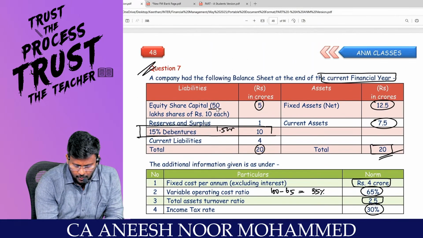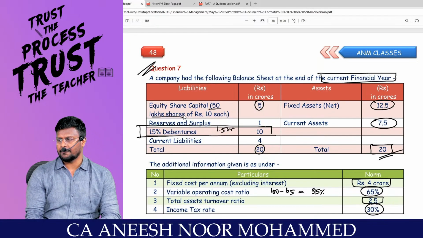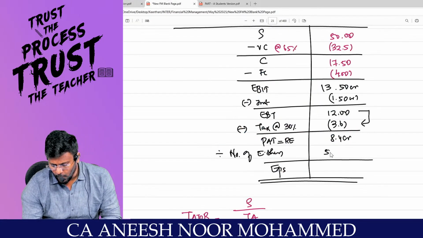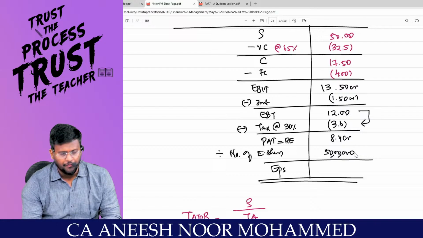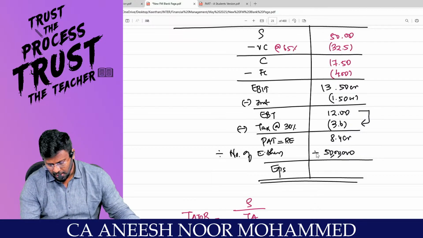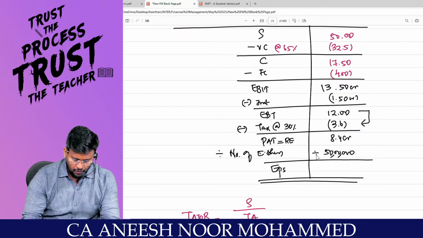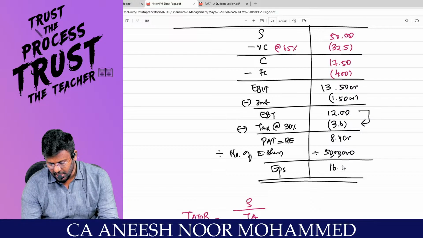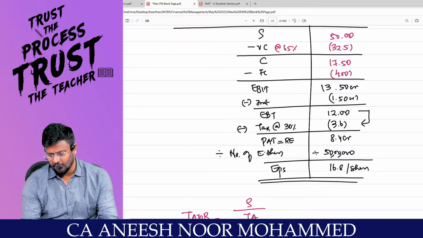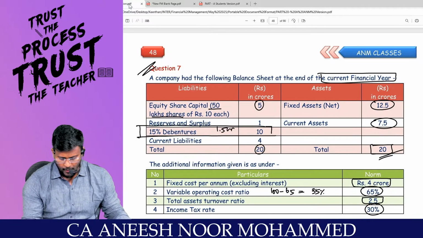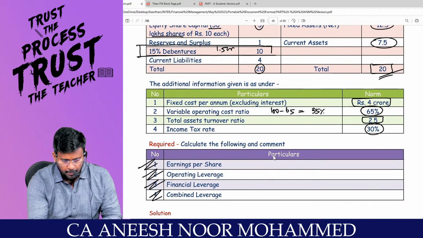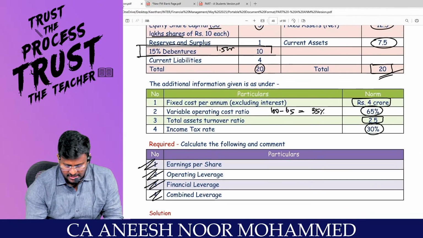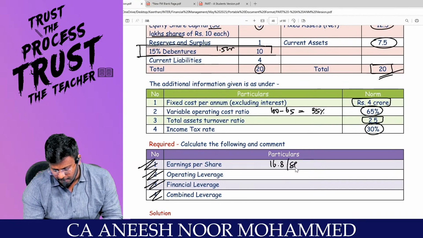They themselves given that 50 lakh shares are there. So residual earnings divided by 50 lakh, which is, sir, 8.4 crores divided by 50 lakhs comes to 16.8 per share is the EPS. That is the first requirement of the question. Calculate EPS. Earnings per share is 16.8 per share.